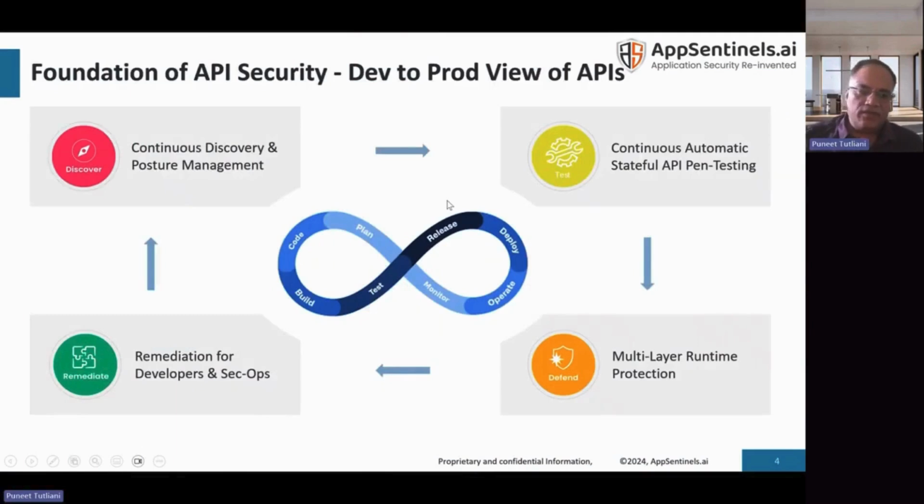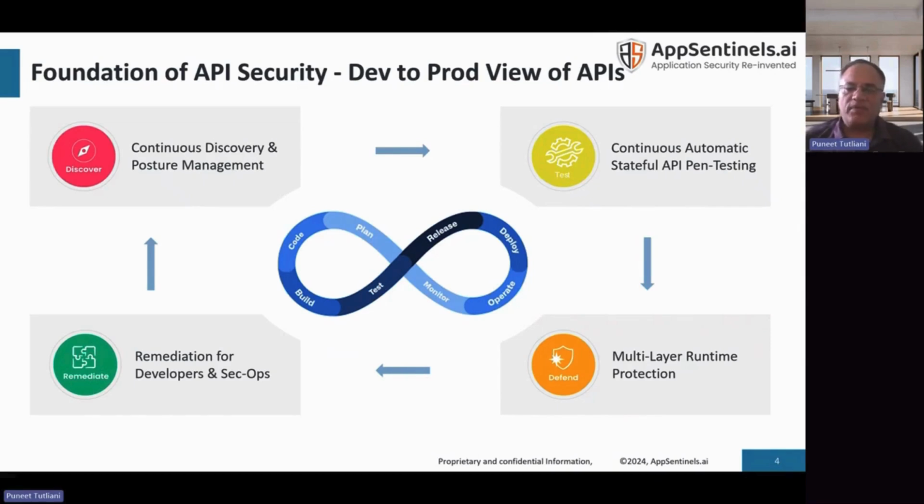Now, we all know that APIs are core. Every single organization, when they do any digital transformation, is building and exposing their APIs. While organizations are building and deploying those APIs, there is a long cycle of the APIs, and the entire cycle has to be thought through. We should call it a dev to production view of APIs.